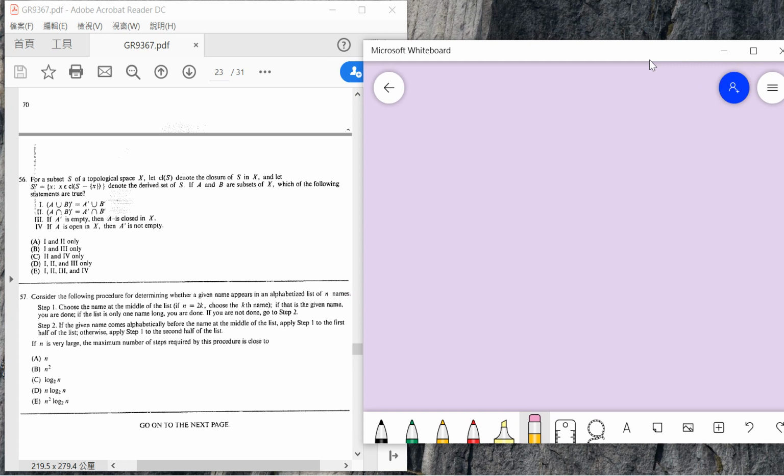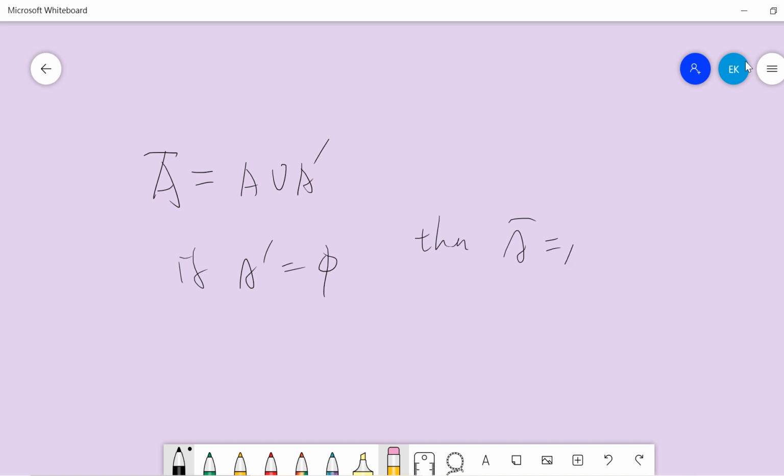And the third one said that if A prime is empty, then A is closed. This is the definition, right? Because in the closure, you know that A closure is A union A prime. So if A prime is empty, then A bar is A. So A is closed. Is it okay?